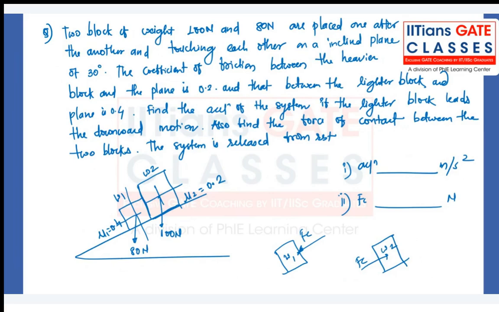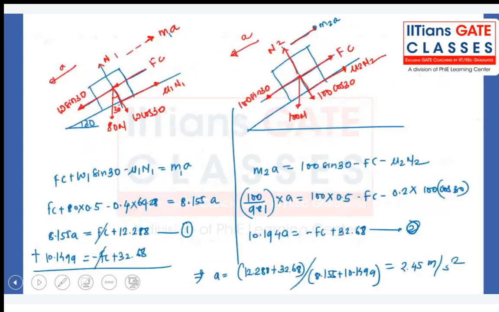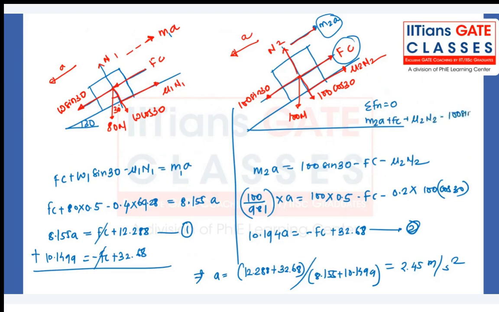So FC is directed in this direction, and M2A I'm calculating. So that is the reason I have subtracted. If you apply the summation of all horizontal forces equal to zero, M2A plus FC plus mu2 N2 minus 100 sine of 30 equals zero. And this is just the simplified version of it: M2A is equal to 100 sine 30 minus FC minus mu2 N2. That's all, which I have directly written.